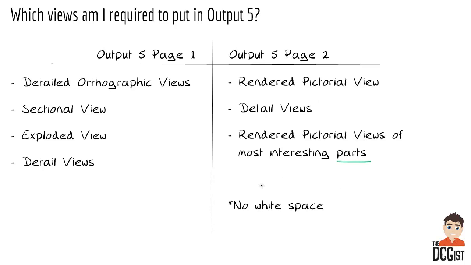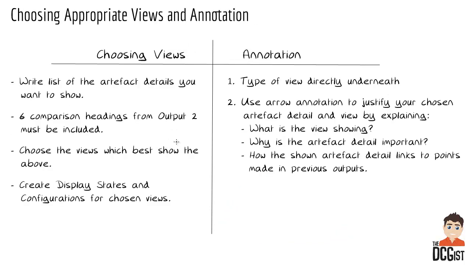And the important thing on these 2 pages is that you don't have any white space, okay? You're trying to fill up these pages. You don't have that much space, so you want to fill it up with views to show off your model as well as you can. Now that we know what views are required, it's important to plan our output 5 so that we show all of the aspects of our Solidworks model that we want to show in the best way possible.